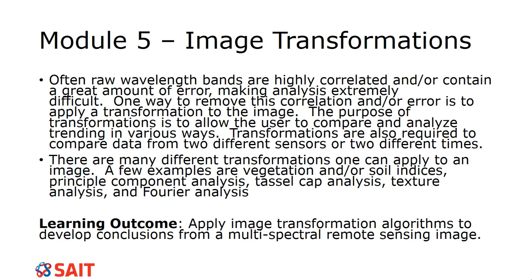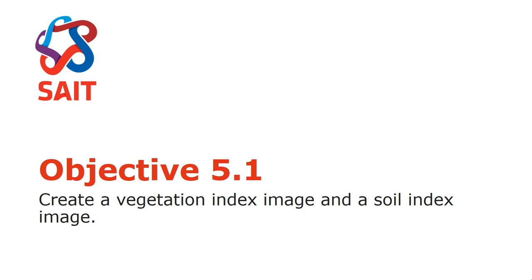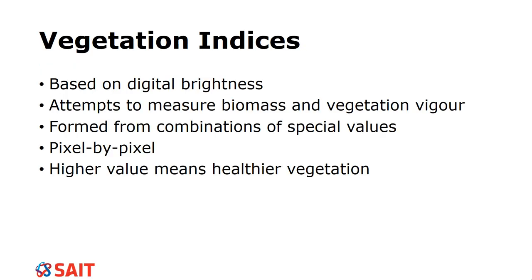Each of them has its own challenges, advantages and disadvantages. As we go through this, we'll talk about how the transformation impacts the particular applications and some of the results from it as well. So we'll continue going into the objectives here. Objective 5.1 is create a vegetation index image and a soil index image. We're going to talk specifically about vegetation indices at the moment.